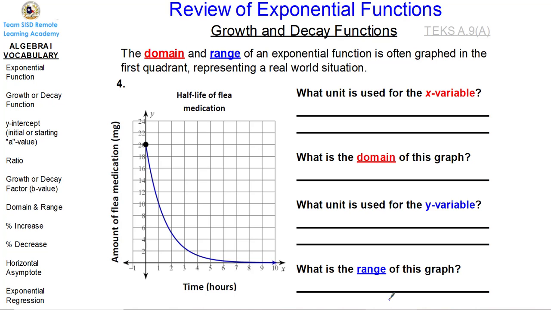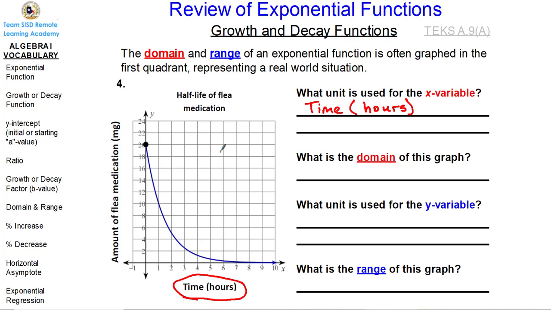This one is interesting. This is the half-life of flea medication. Well, in a dog possibly, or some pet. And at time 0, moves to the right. This medication, the amount of medication in a pet would be going down to the right, never ever crossing or touching that horizontal axis. So let's begin to analyze this graph. What unit is used for the x variable? Time, yes, time in hours.